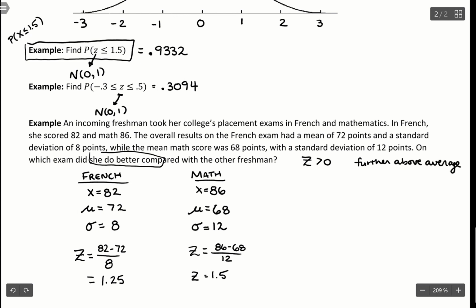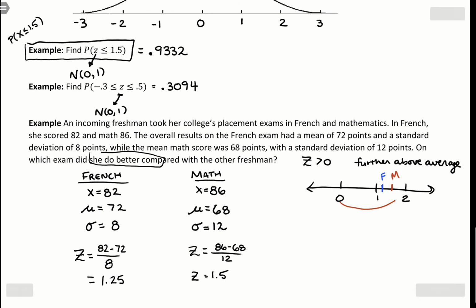Comparing those two values, we could do our number line again. French was at 1.25, math was at 1.5, and math was further above. So she did do better on the math exam, but we couldn't just compare the 82 and 86, even though that kind of confirmed our suspicions that math was better. We had to take into account the mean and standard deviation as well. So the math score was better. This is how we can use the standard normal curve and z-scores to compare values.